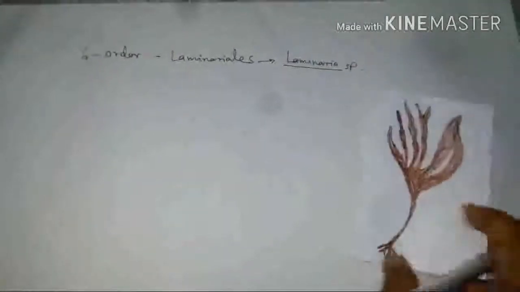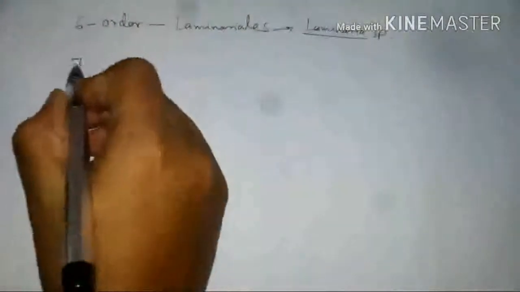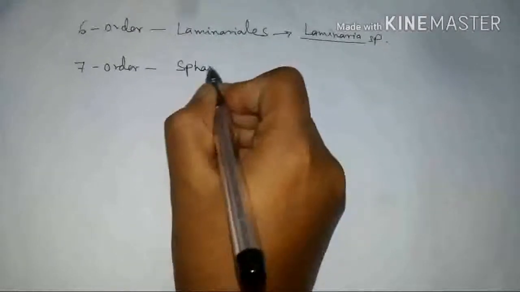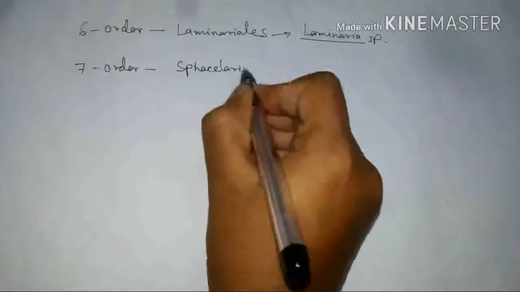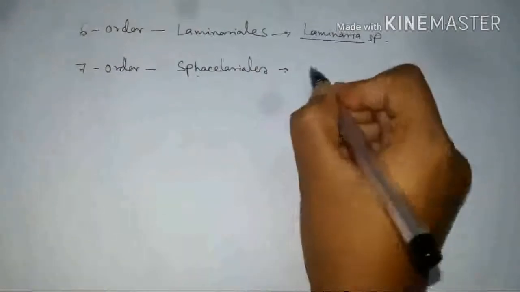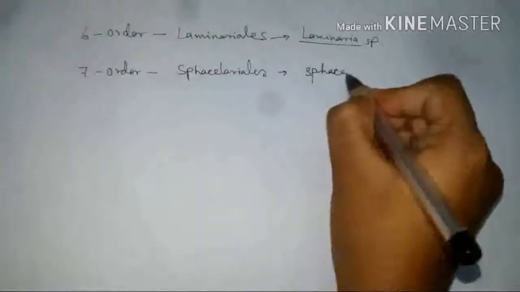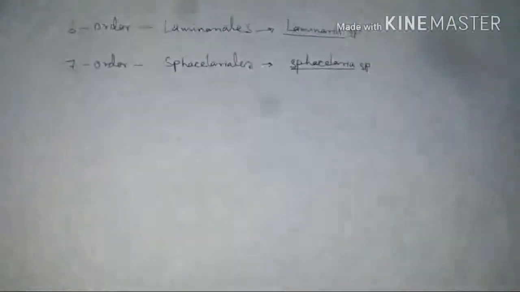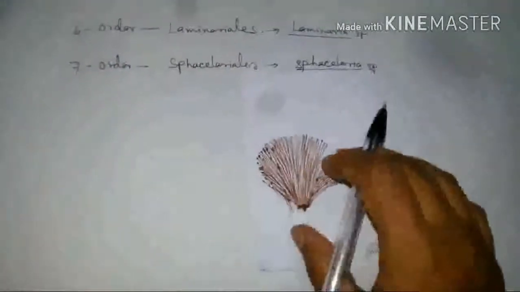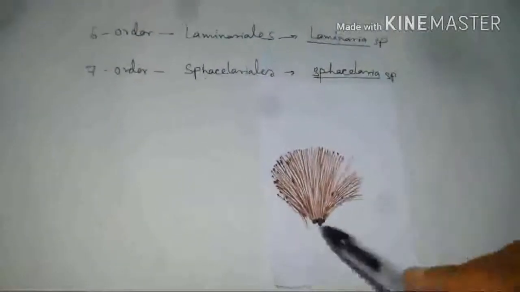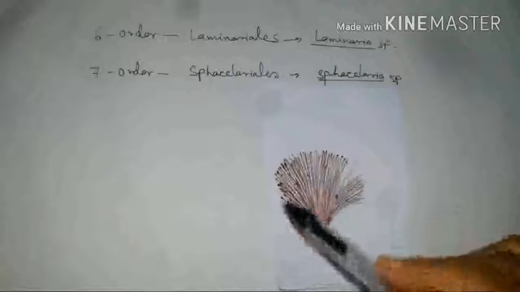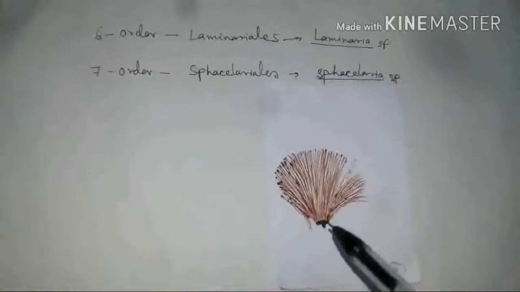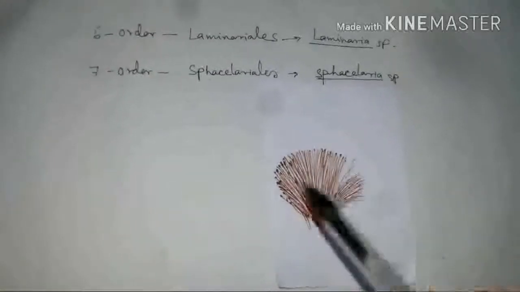Now the seventh order is Fasciolaris, and an example of this order is Fasciolaria. Now this algae looks like a feather. So this is a Fasciolaria algae, in which the filaments are arranged like a feather, and the area where the filaments originate is restricted. So this is a Fasciolaria algae.